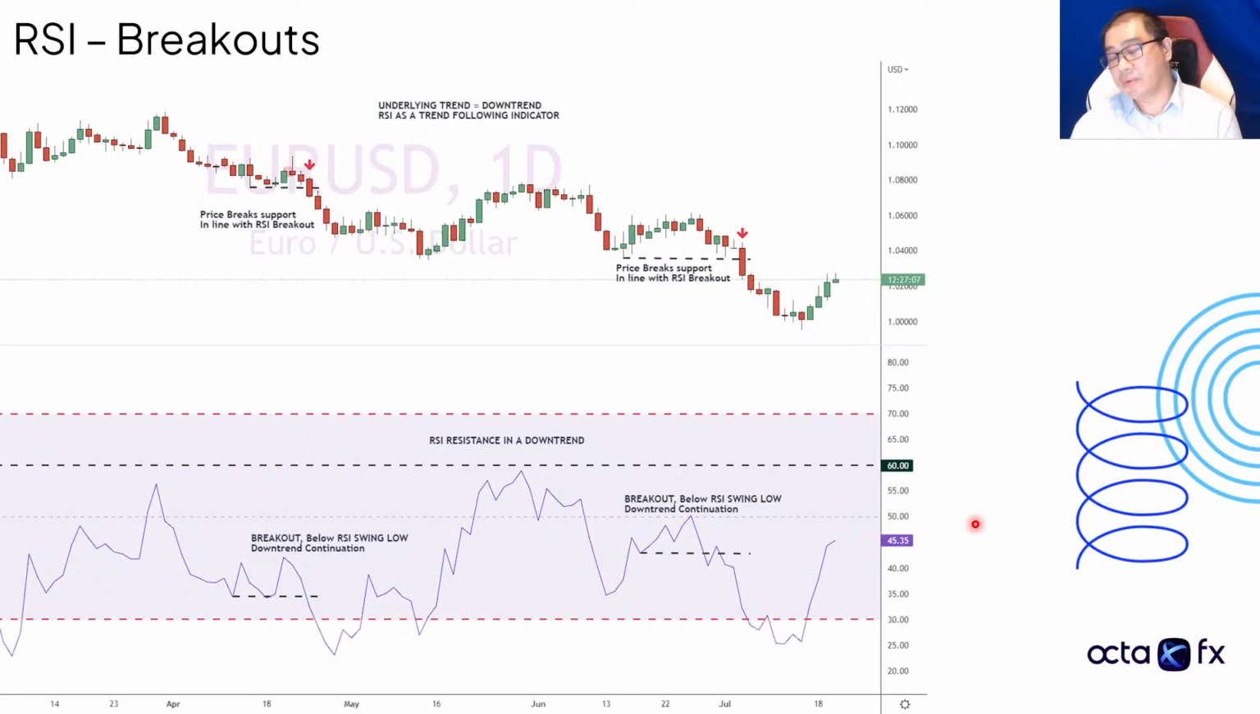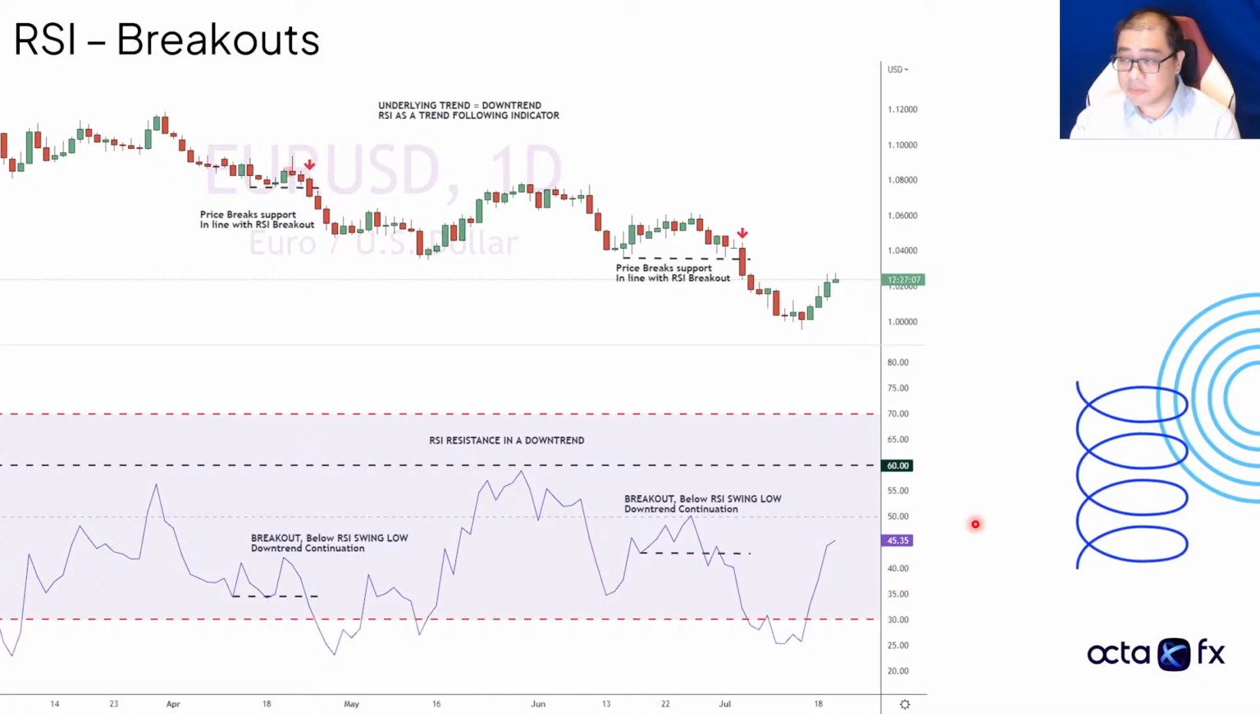Stochastics cannot do this. The MACD might be able to do this, but it's going to be so laggy. The RSI, because it reacts to price and it actually tracks changes in price, the RSI is actually suitable for breakout strategies. So yeah, if you're used to trading breakouts, draw a support range or resistance range, not just in price, but it's actually identifiable on the RSI itself.